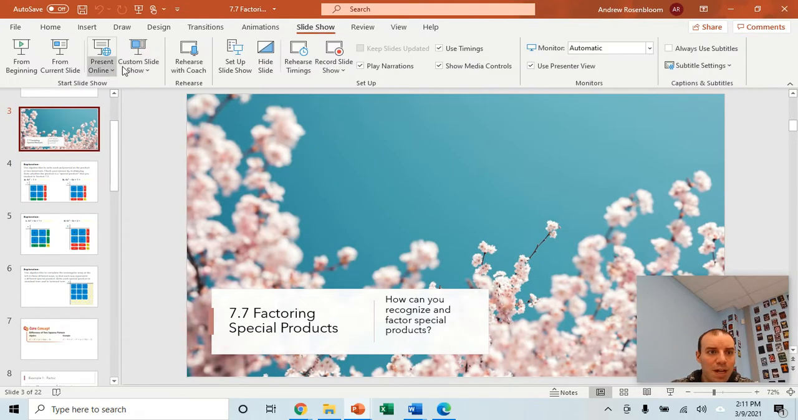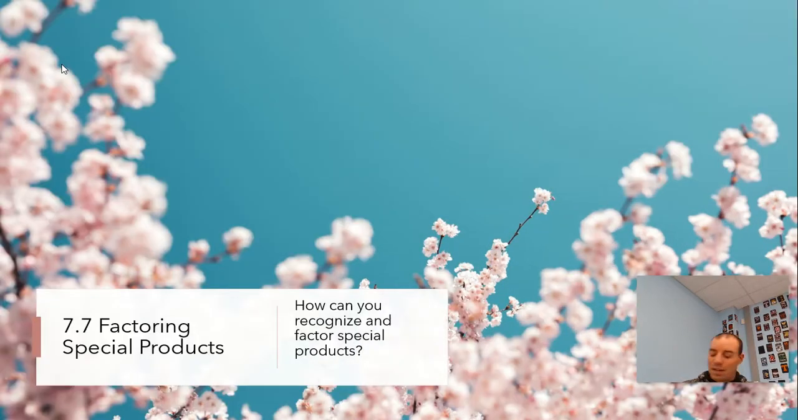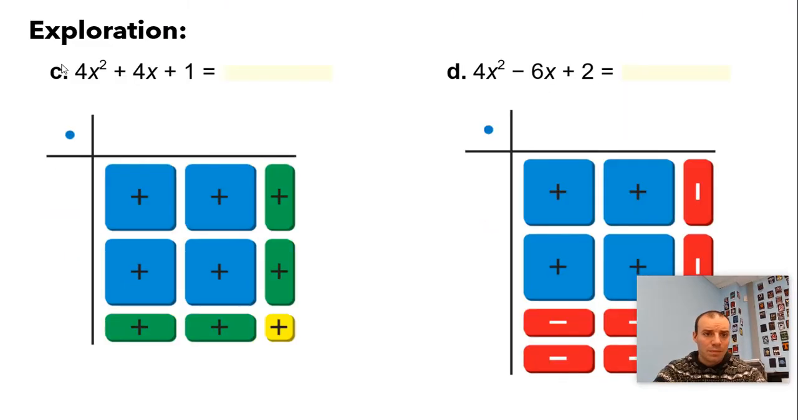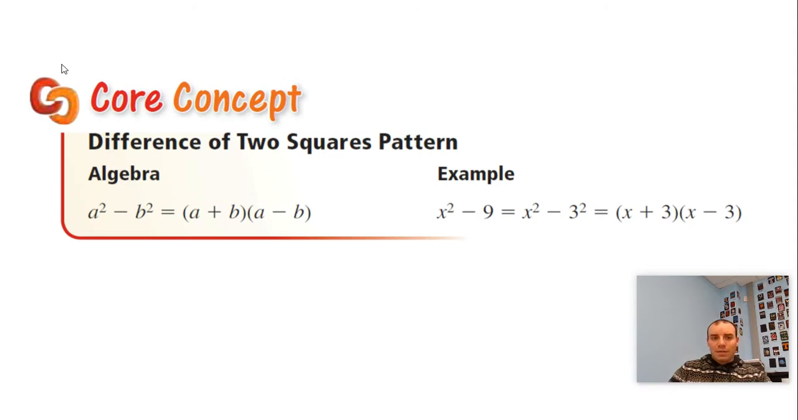So we're going to continue with chapter 7 and look at section 7.7, which is factoring special products. So first thing that we're going to see here is what's called the difference of squares.